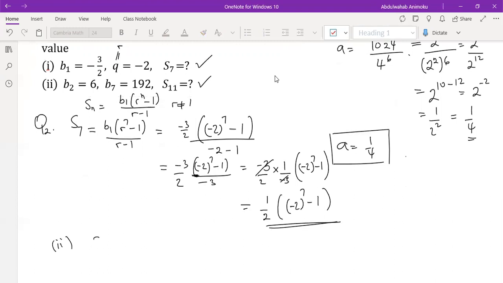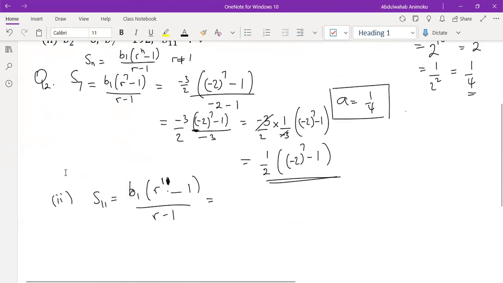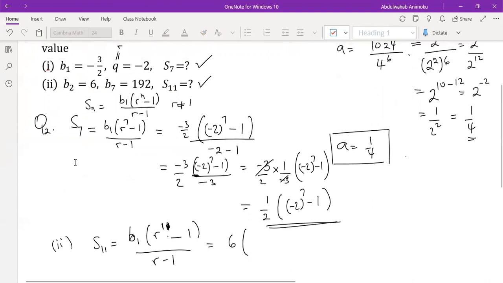And for the second one, we are looking for S11, which is B1 again, times R raised to power 11. Remember, R raised to power n, right? So R raised to power 11 minus 1 over R minus 1. Now, what is B1? B1 is 6, right? 6 times R, in this case, which is the common ratio.